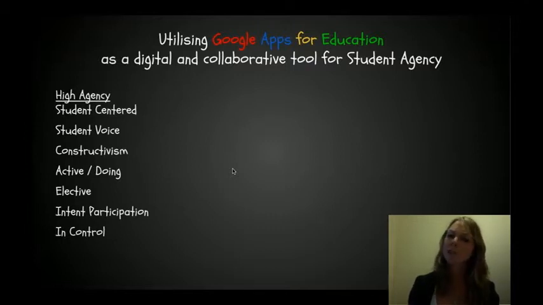It's got a constructivist approach. The kids are really active in what they're doing. They're actually doing to be learning. There's a little element there of having some elective choice, really important for students to feel that they've got some control over their own learning. There's some intent participation and students are, as I said, in control.